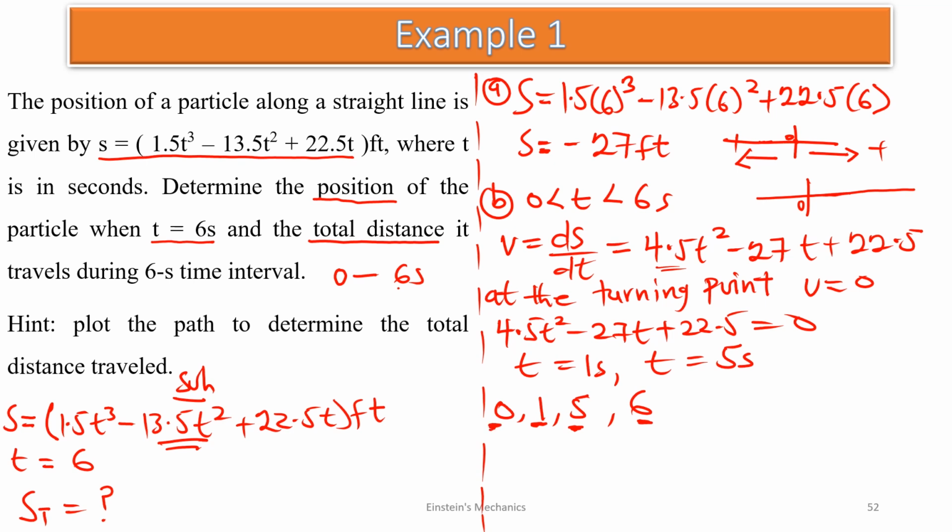So let's look at the position of the particle at t = 0. Putting 0 inside the position expression, that is going to be 1.5(0)^3 - 13.5(0)^2 + 22.5(0). So at time 0, it is at 0 feet. It hasn't moved. It is at the origin. Are we good? So let's also look at the other time intervals where it is going to be.